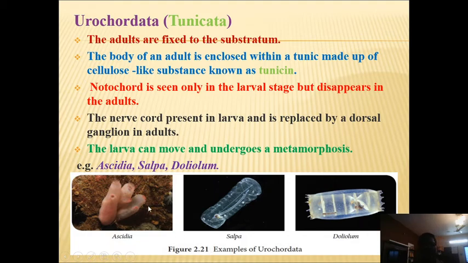There are three examples of the Urochordata: the Ascidia, then Salpa and Doliolum. These are the three important examples of the Urochordates. Now the next one is the Cephalochordata.